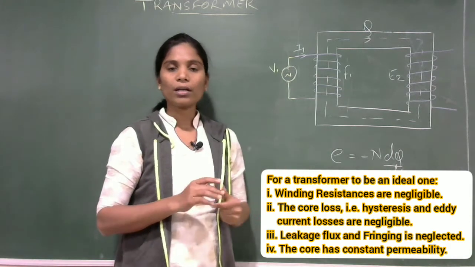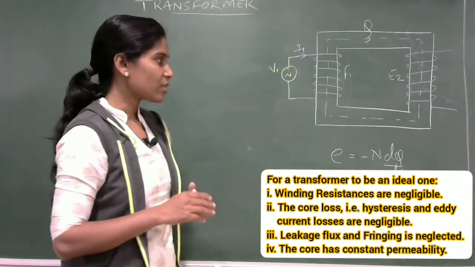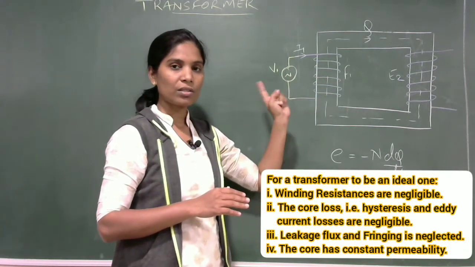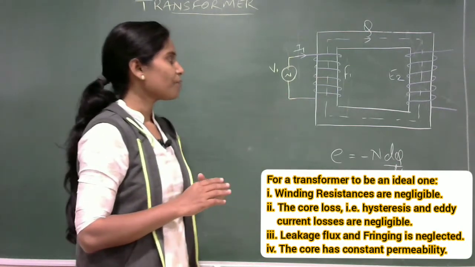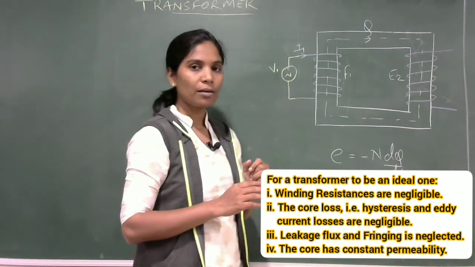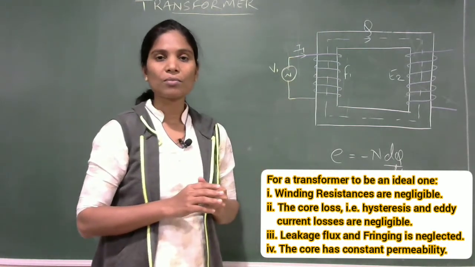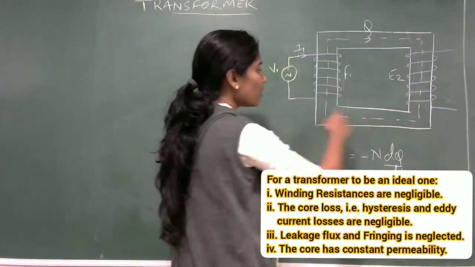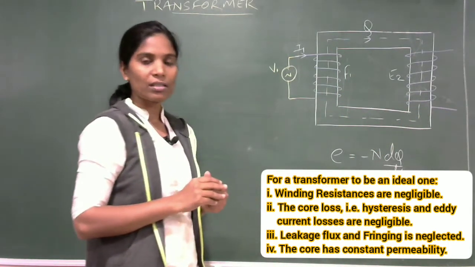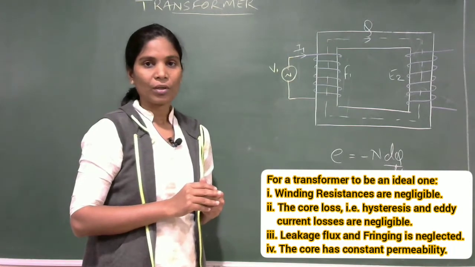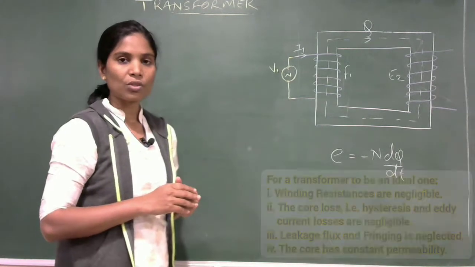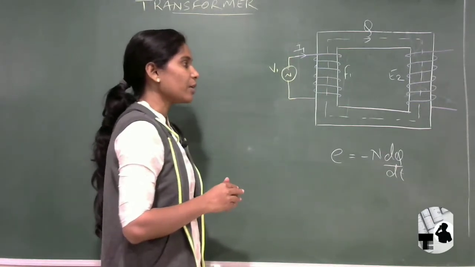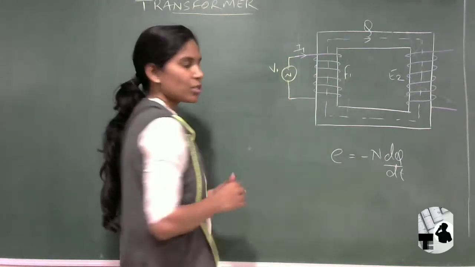The third thing we neglect is the leakage flux and fringing effect, which we have already discussed. The fourth assumption is that the transformer core has finite permeability, or we can say constant permeability. These are the four main assumptions on which we are going to work. On the basis of all these assumptions, we will continue our concepts about the working principle of the transformer.